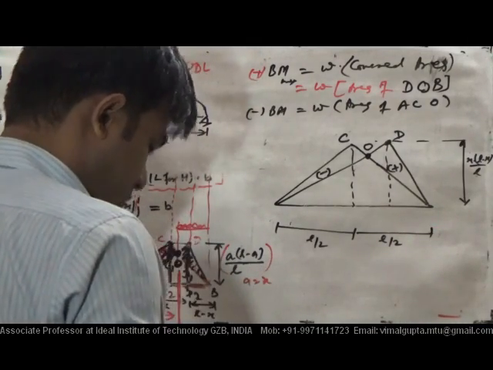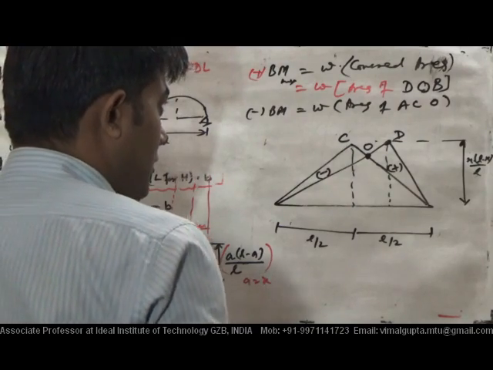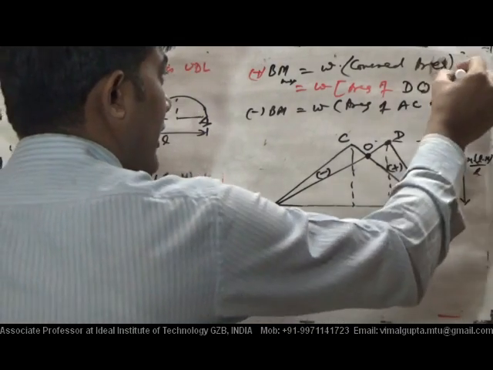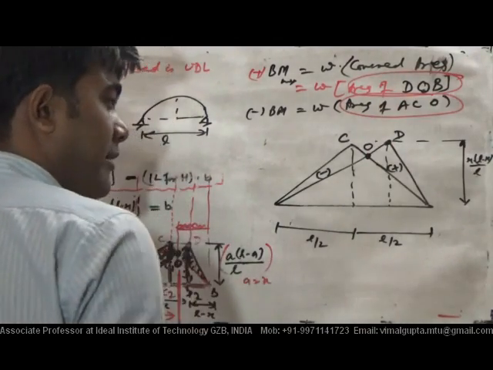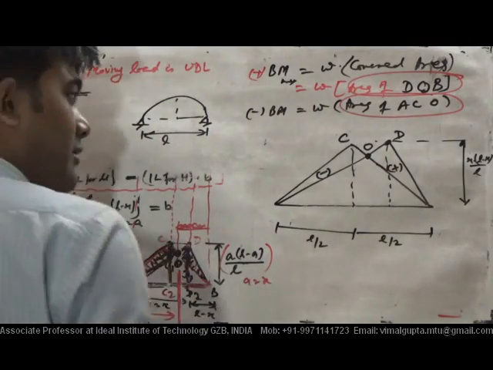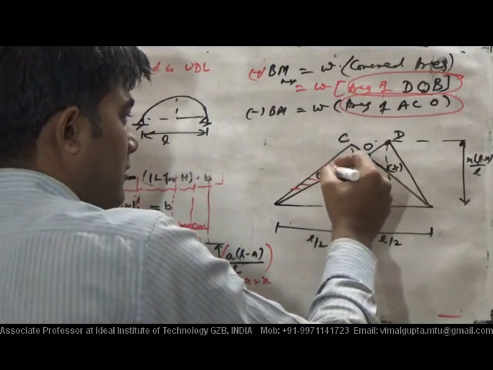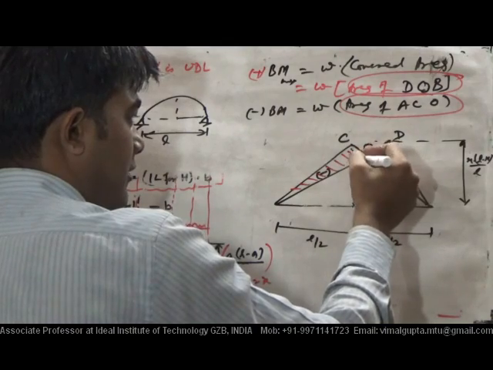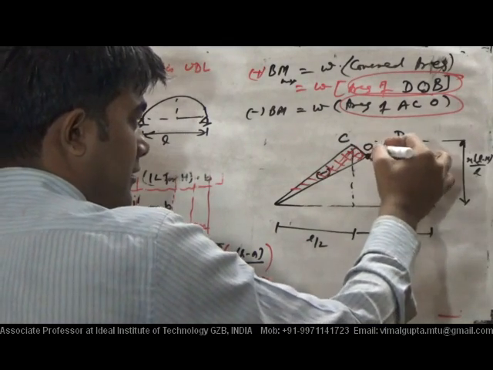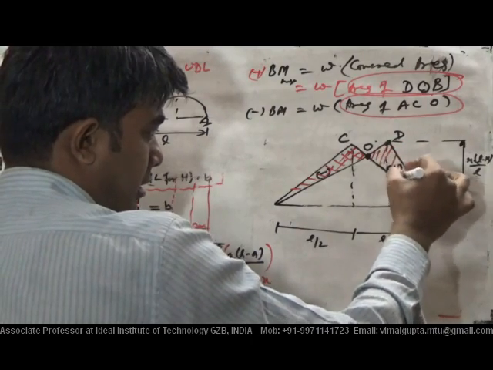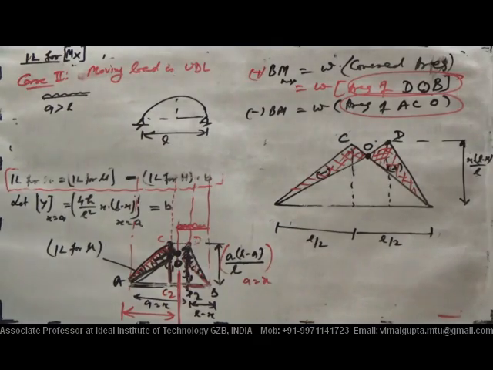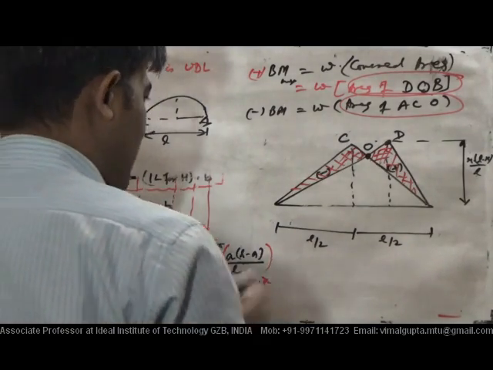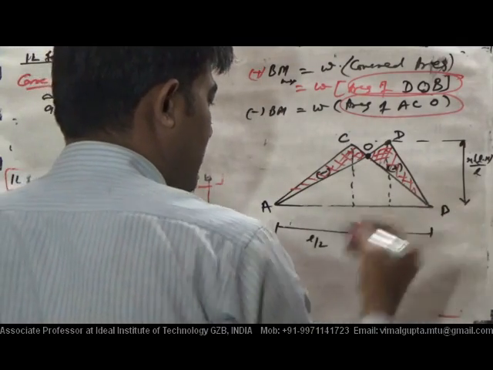Look here. These two areas, this one area and this one area, is it the same value? Means what I am telling you is this area and this area, are they the same value? No? This point is A, this point is suppose B.